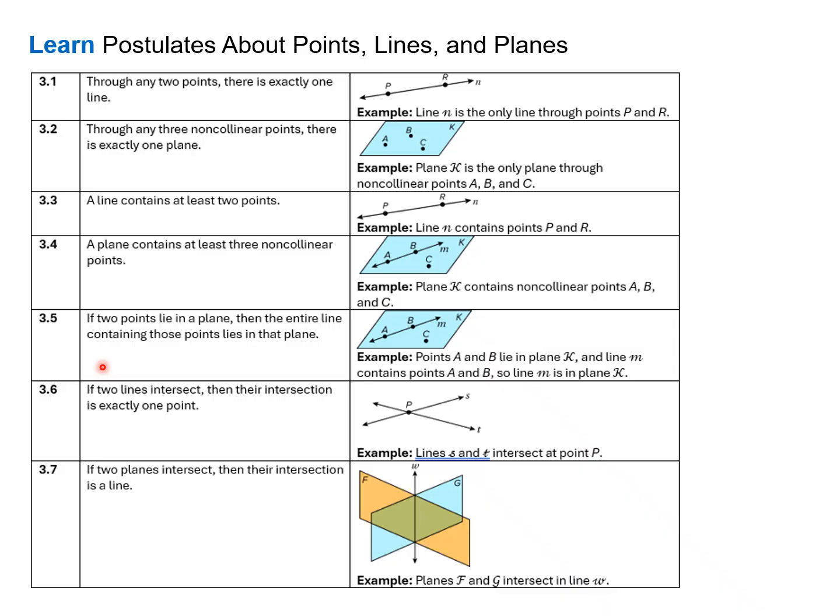If 2 points lie in a plane, then the entire line containing those points lies in that plane. If two lines intersect, then their intersection is exactly 1 point. If two planes intersect, their intersection is a line.